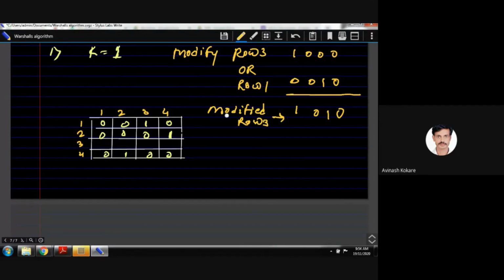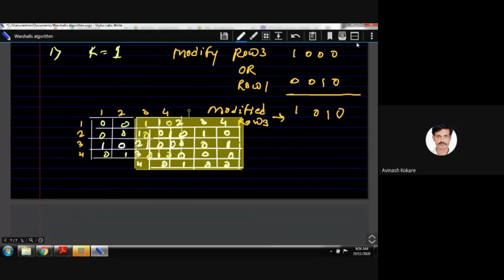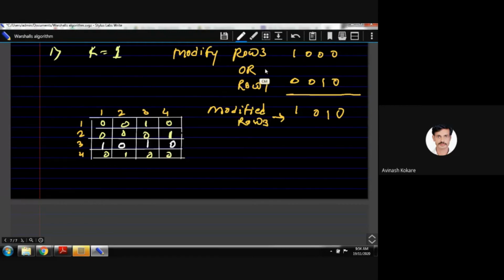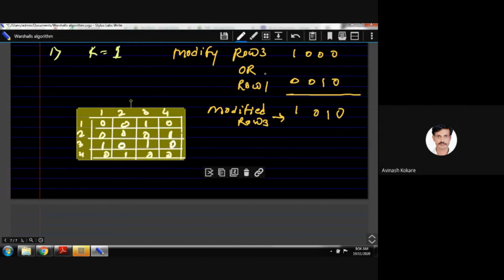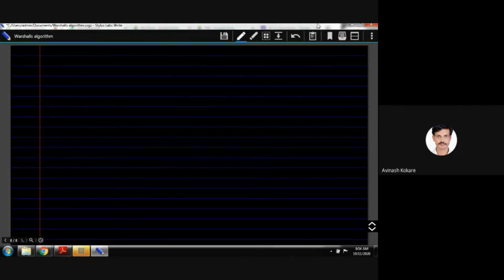So what are the modified values? 1 0 1 0. So here you will write 1 0 1 0. Okay, let us copy this now and paste it here.